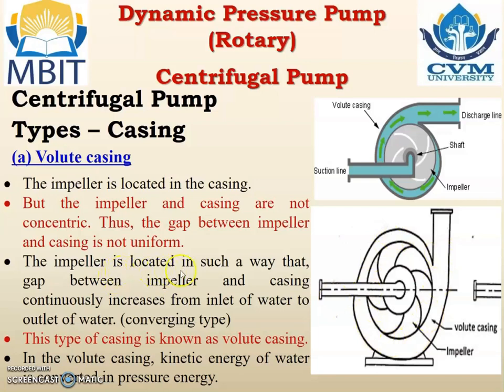The impeller is located in such a way that the gap between the impeller and casing continuously increases from inlet of water to outlet of water, which is known as the converging type. This type of casing is known as the volute casing. And in the volute casing, kinetic energy of water is converted into pressure energy.